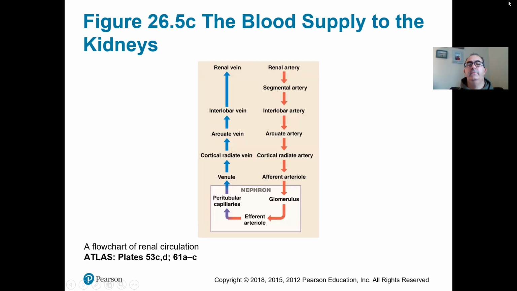So again, blood comes in: renal artery, segmental artery, interlobar, arcuate, cortical radiate, afferent. The afferent arteriole is what leads into the nephron. So this is what we're going to talk about next. This is where the filtering actually happens. Then the blood goes back out through cortical radiate veins, arcuate veins, interlobar veins. You don't really have segmental, like the renal veins.